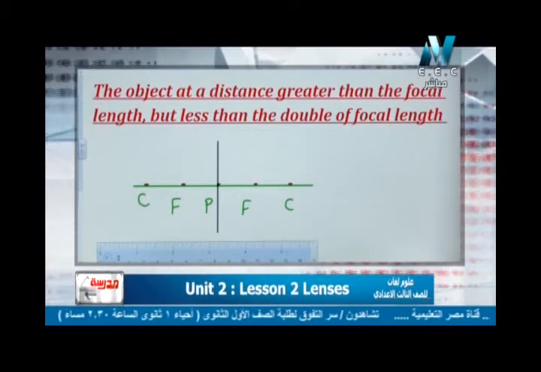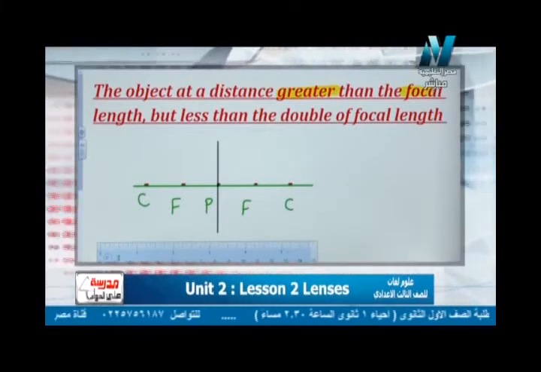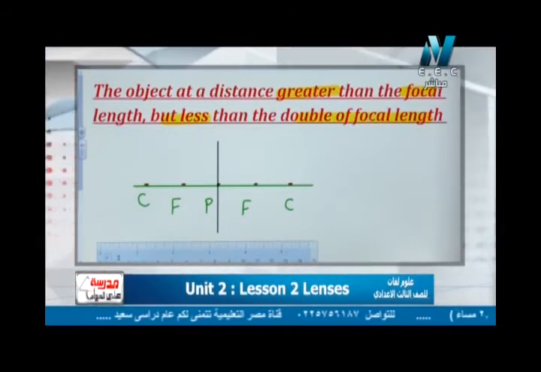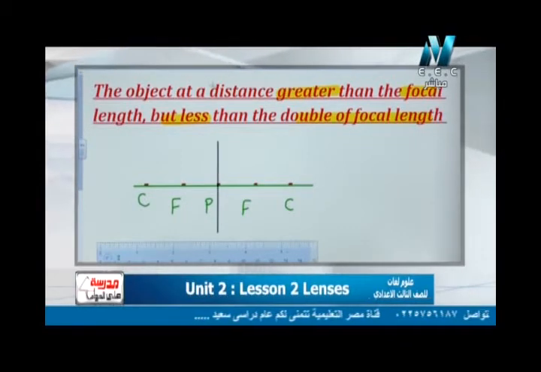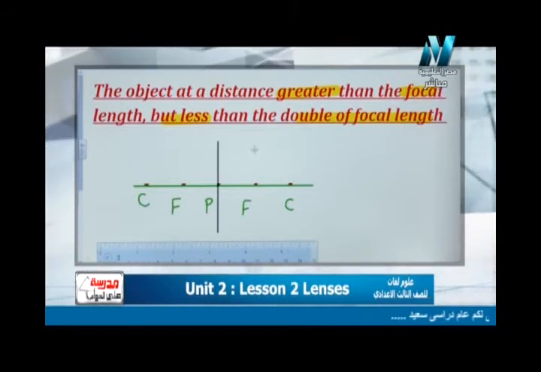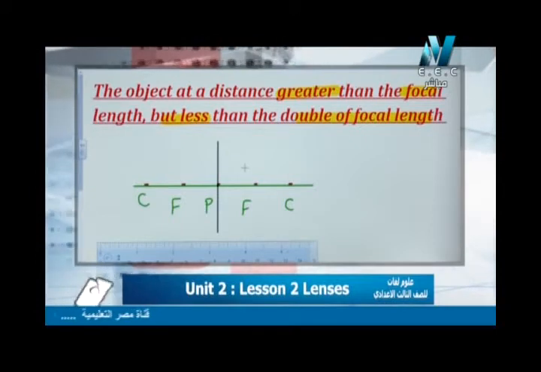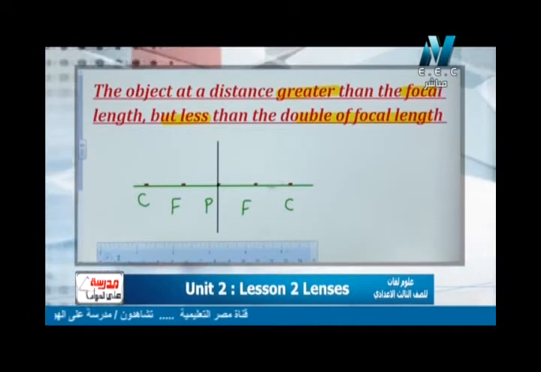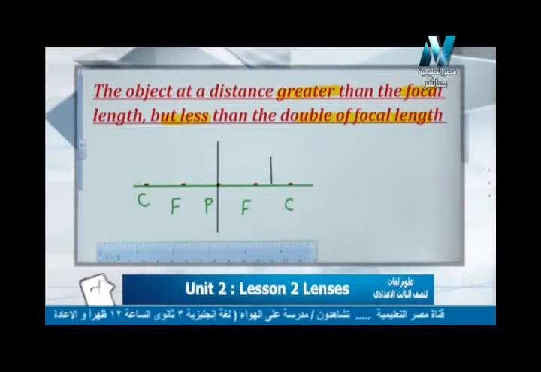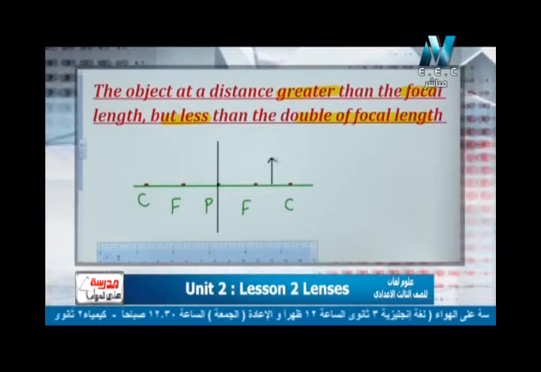Four equal distances. In this problem, the object is at a distance greater than focal length, but less than double focal length. In this case, how do we do it? It will be after F and before C. On any side we can draw, right side or left side, as we like. So greater than focal length but less than double focal length. And this is the object like that, as an erect arrow.